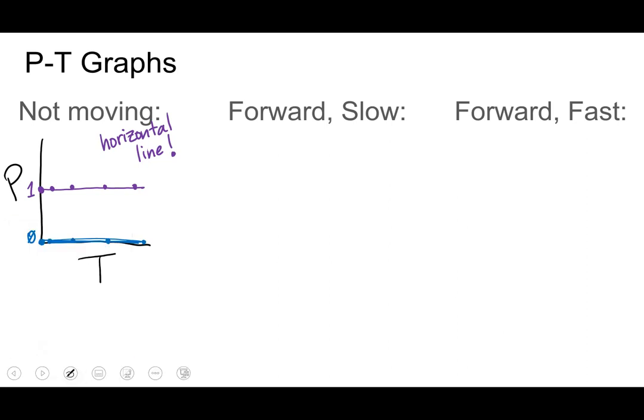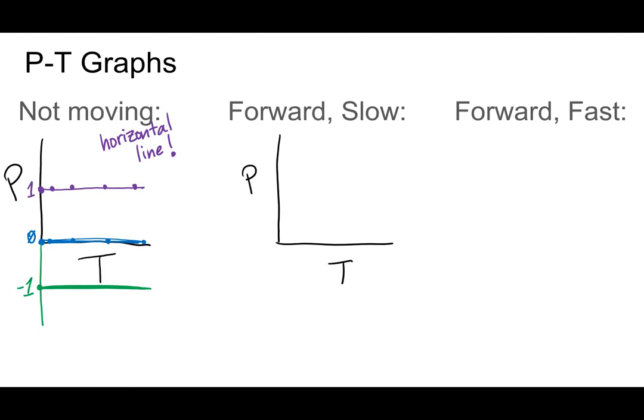Last example I'll use is, what if I was 1 meter behind the tree? And so at a -1, it is still a horizontal line. So a horizontal line means not moving. So what if I'm going forward and slow? Well, let me go ahead and draw my axes. Here's T, and then here's P. I'm going to assume I start at exactly the same position as these three others, but now I'm going to actually move forward, but slowly.